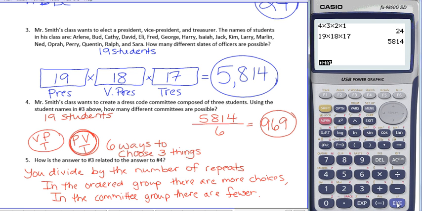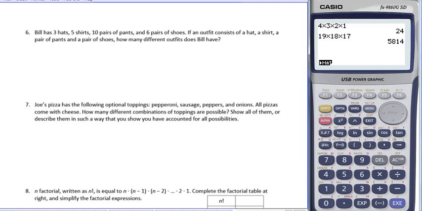All right. So let's move on to number 6. Number 6, we have Bill. Bill has 3 hats, 5 shirts, 10 pairs of pants, and 6 pairs of shoes. He needs to make an outfit. So in his outfit, he's got to have a hat, a shirt, a pair of pants, and a pair of shoes. Not the most attractive shoes, but they'll work. So how many different outfits can he have?